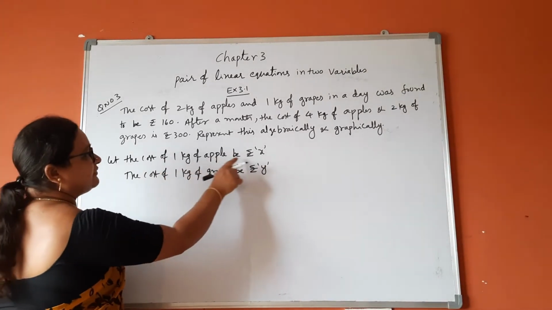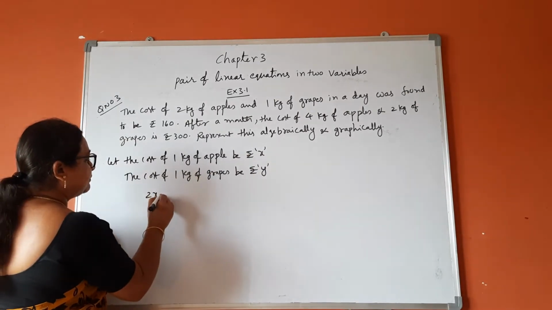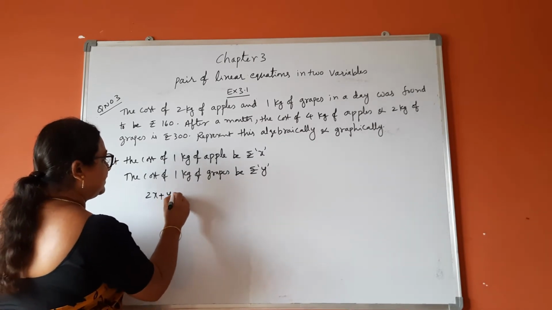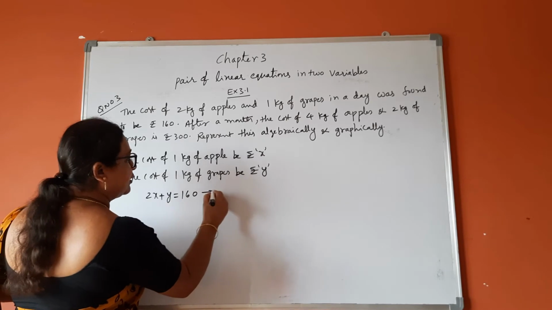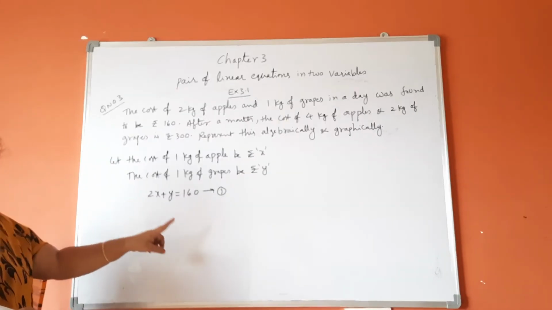Then first condition, cost of 2 kg of apples. Cost of 1 kg of apple is x. So 2 kg of apples 2x plus 1 kg of grapes, that is y, is equal to 160. So we got our first linear equation in two variables x and y.